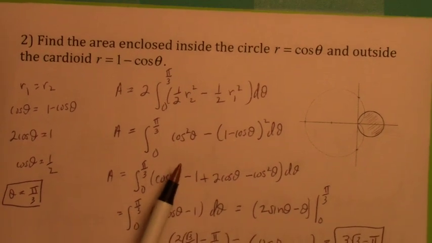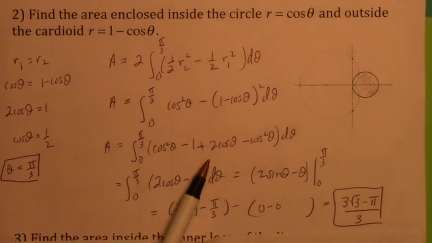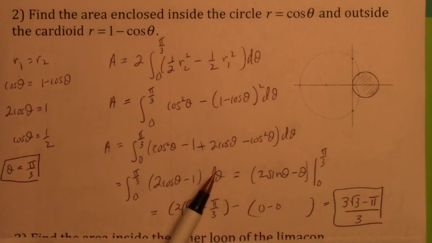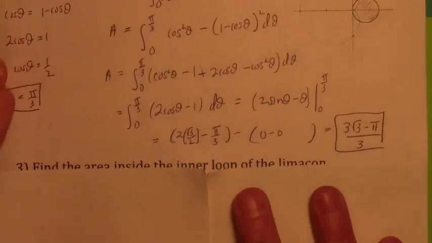When you multiply this out, I believe, don't the cosine squares cancel? You can hit the pause button if I'm going too fast here. You end up with integrating this. And so it isn't hard to integrate. I get 3 radical 3 minus pi all over 3. Nice, huh? A couple more.